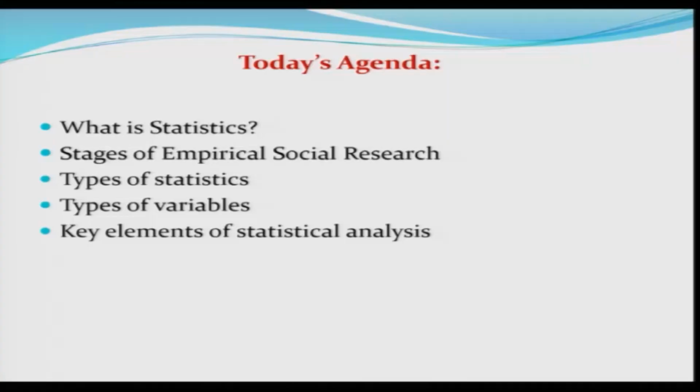Before we start the formal discussion on the topics in the course, let me first set the agenda of today's lecture. First, we are going to discuss what is statistics, then the 6 stages of empirical social research using data and statistical tools, then different types of statistics used in empirical social research, then different types of variables, and finally we will end this lecture by describing the key elements of statistical data analysis.